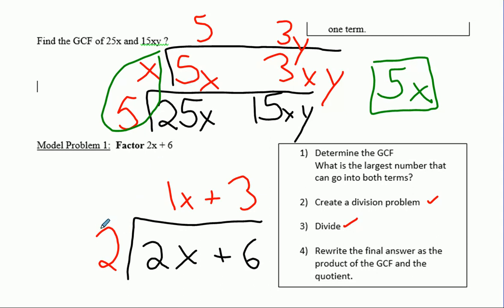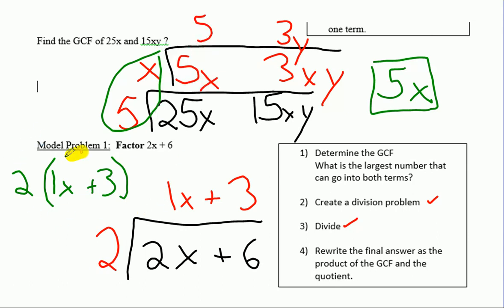I'm going to rewrite the 2 and the 1x plus 3 as a multiplication problem. Here's how I'm going to do it. The number, or my GCF, is going to go in the front. What is left over after I did my division is 1x plus 3, and that will go inside a set of parentheses. This whole thing right here is my answer.